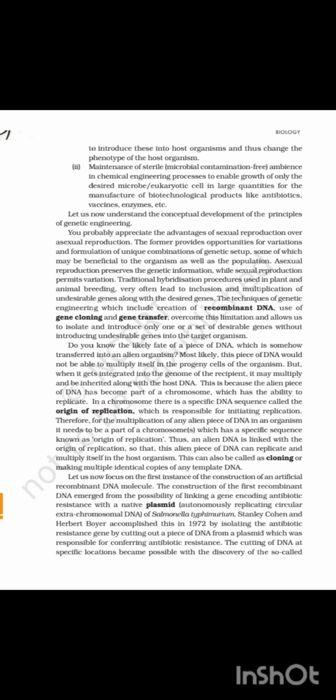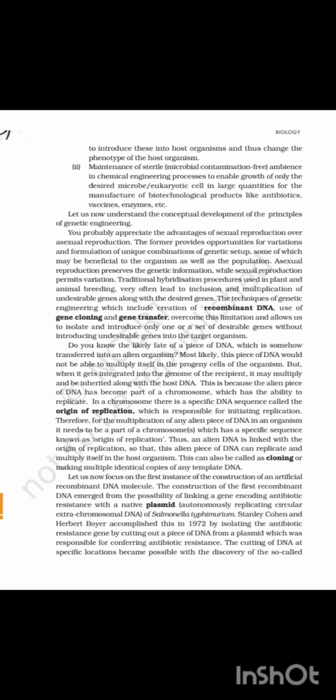In the chromosome, there is a specific DNA sequence called the origin of replication, which is responsible for initiating replication. Therefore, for multiplication of any piece of DNA in an organism, it needs to be a part of a chromosome which has a specific sequence known as origin of replication. Thus, an alien DNA is linked with the origin of replication so that the alien piece of DNA can replicate and multiply itself in the host organism. This can also be called cloning, or making multiple identical copies of any template DNA.